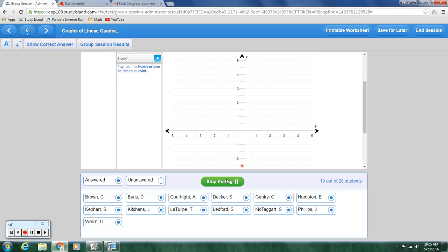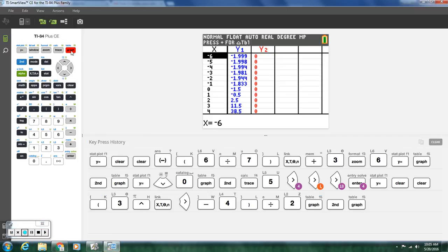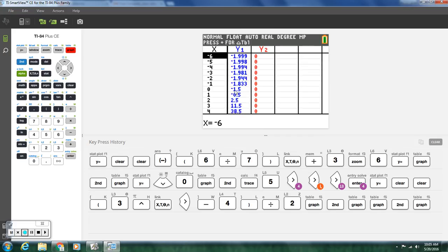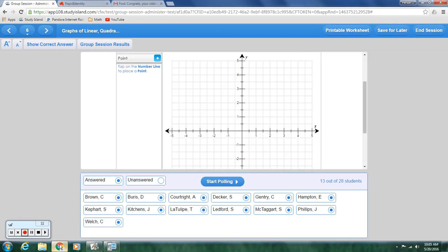Good. Where does it cross? Where did this graph cross? It crossed right here. This is the y-axis, right? So it looks like negative, is it between -1 and -2? So if you go to your table, x is 0. What's y? -1.5. Am I going to see good things? Nope. You should have a point right here at -1.5.